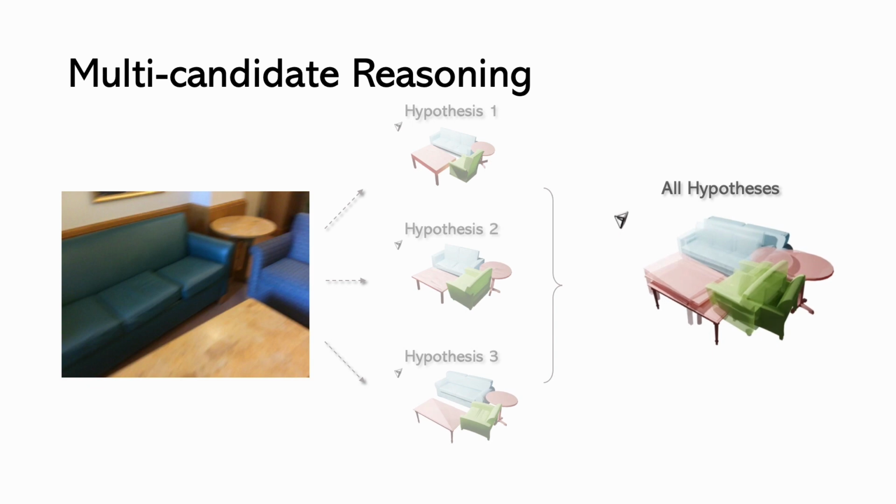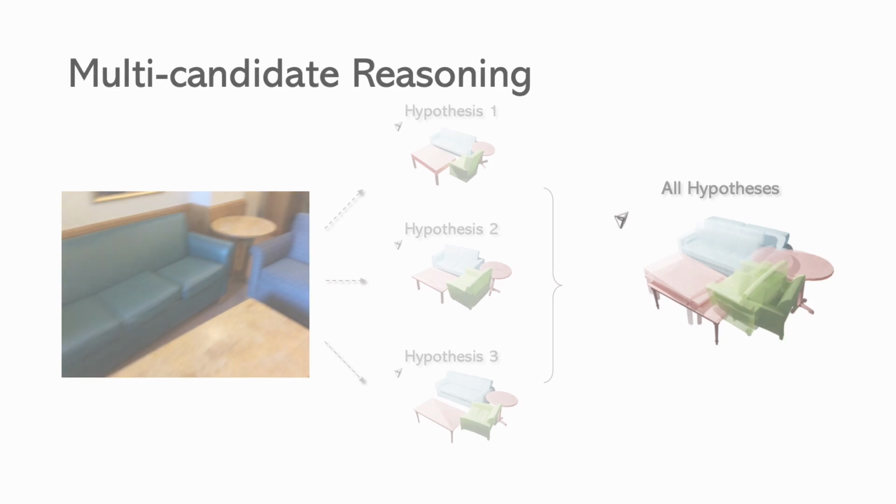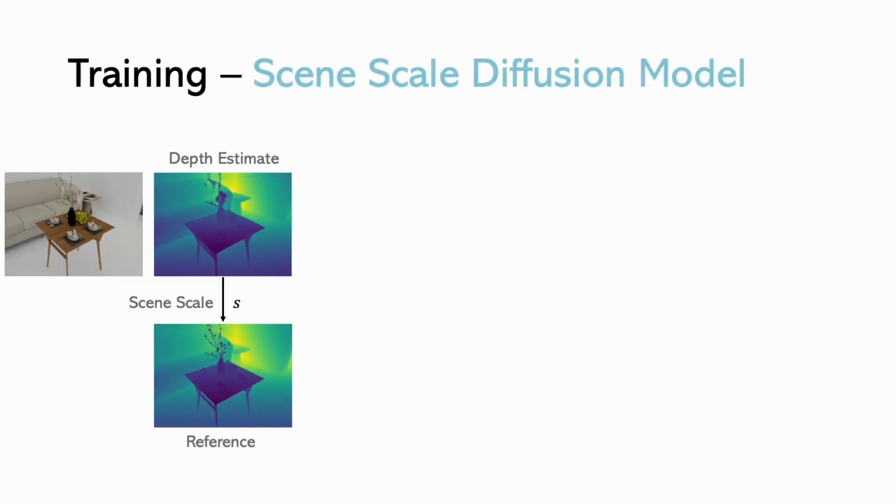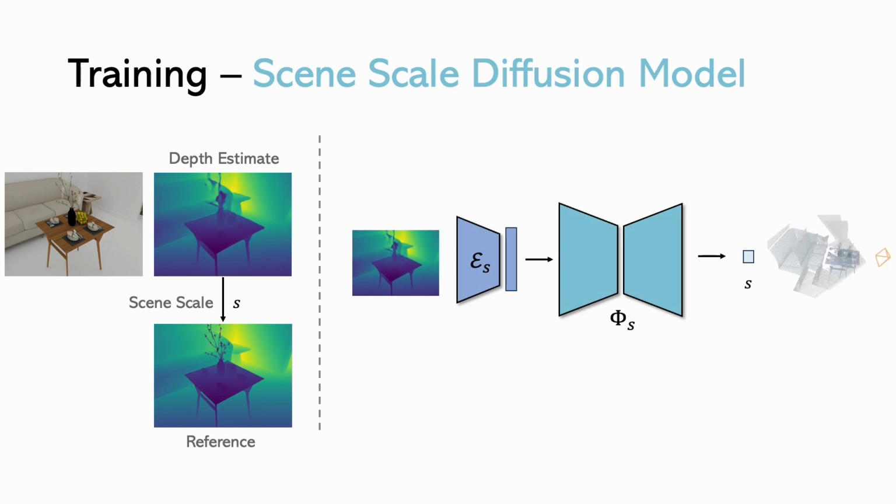Our probabilistic approach further enables training without any real-world supervision. We first learn the distribution for likely scene scales based on a monocular depth estimate, allowing for multiple possible solutions for object translation and scale when determining the object poses.